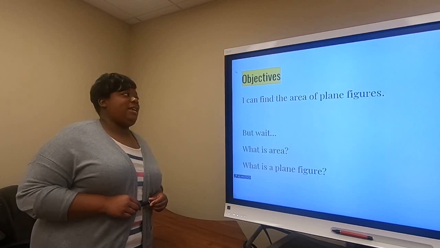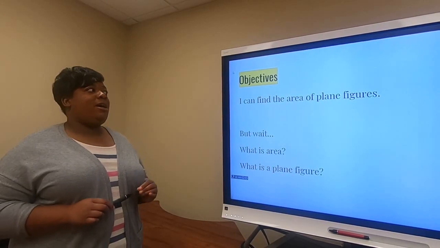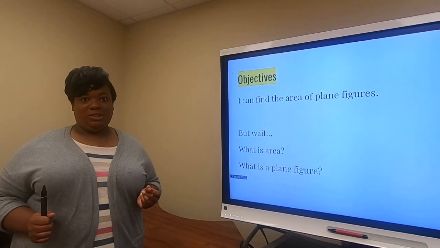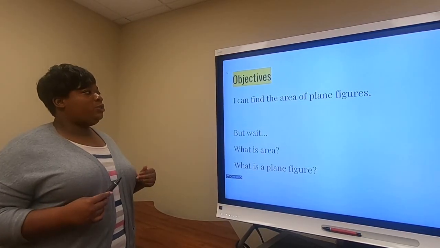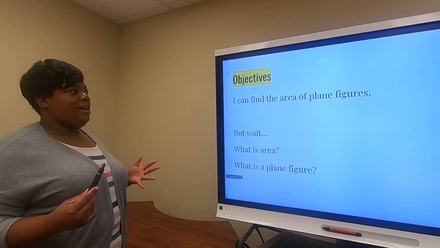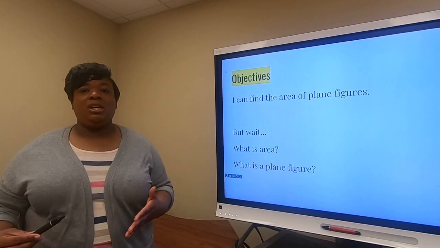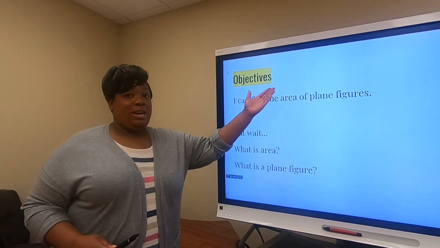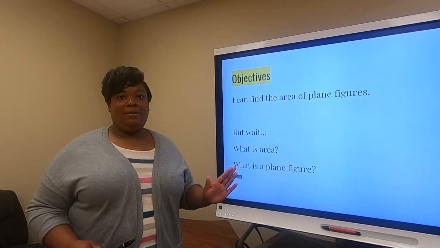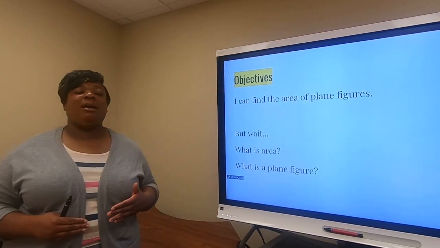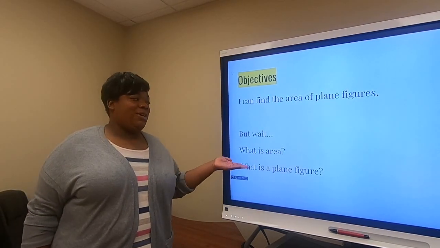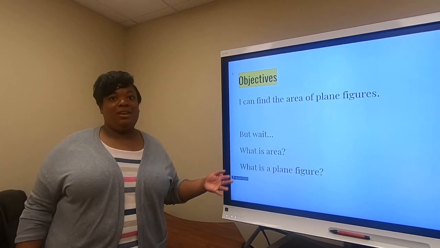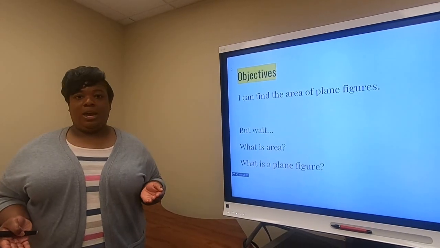So let's look at today's objective. Our objective today says, I can find the area of plane figures, okay? So, first of all, in order for us to know how to find area of plane figures, we need to actually understand what area is and what a plane figure is. And for some of you, this might be review. So my question says, but wait, what is area? What is a plane figure? So let's get into some vocabulary, okay?